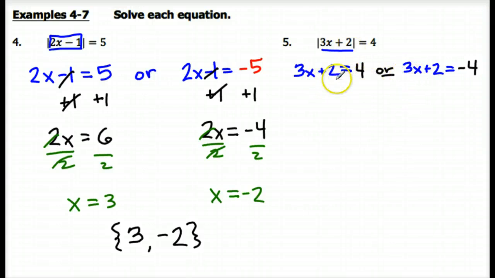So again, when you're solving absolute value equations, you always have to set up two separate equations to solve those. Now, what I want you to do is pause the video and solve both of these equations separately, just like I did for number 4, and see what you get for your answers. Once you get those, please click play to check.